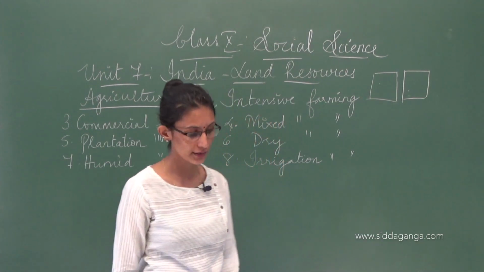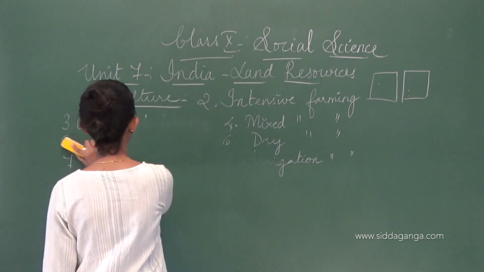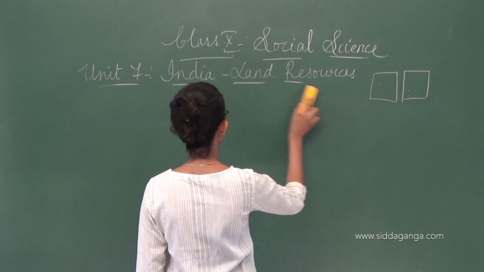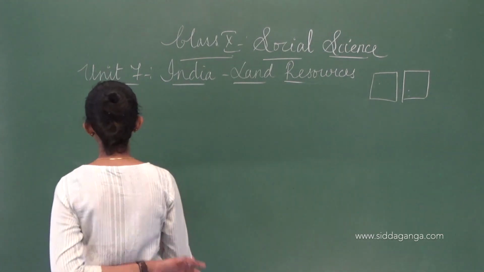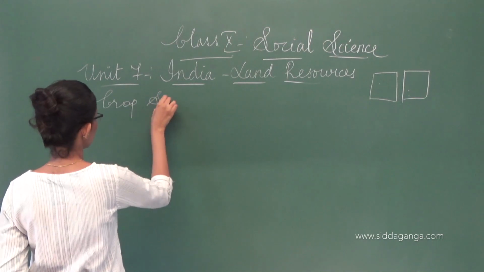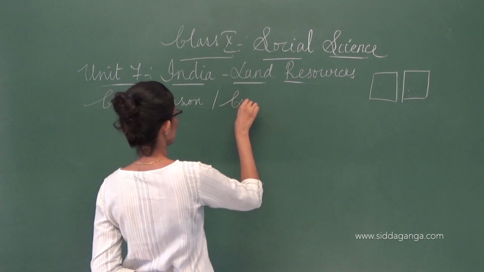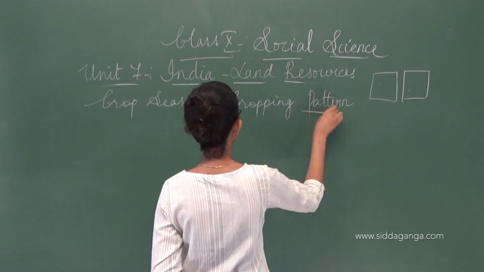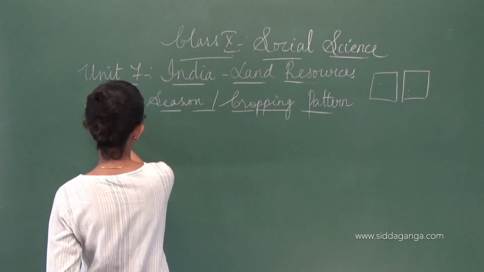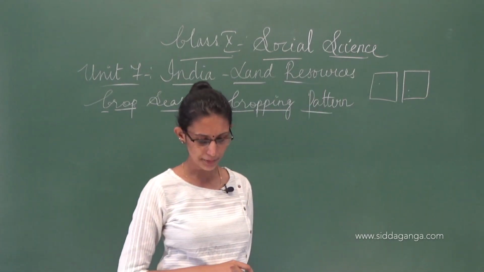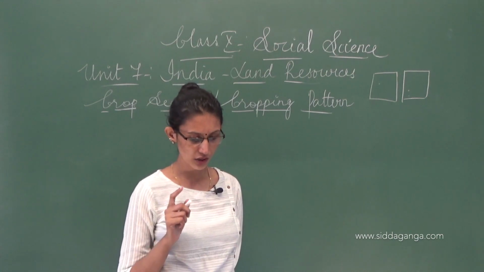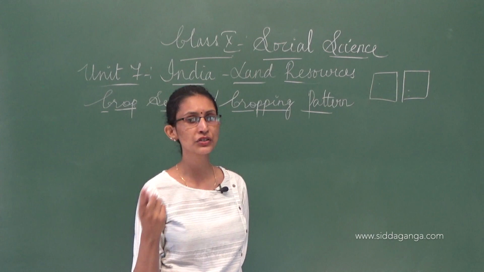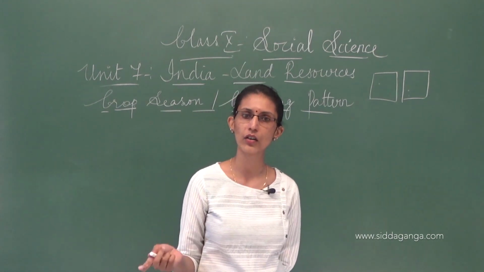Next, we'll see crop season and cropping pattern. This is the types of farming. Crops that are based on different seasons are known as cropping seasons. The word itself is giving you the meaning, so you just have to frame the sentence. The crops that are grown based on seasons are called cropping seasons.